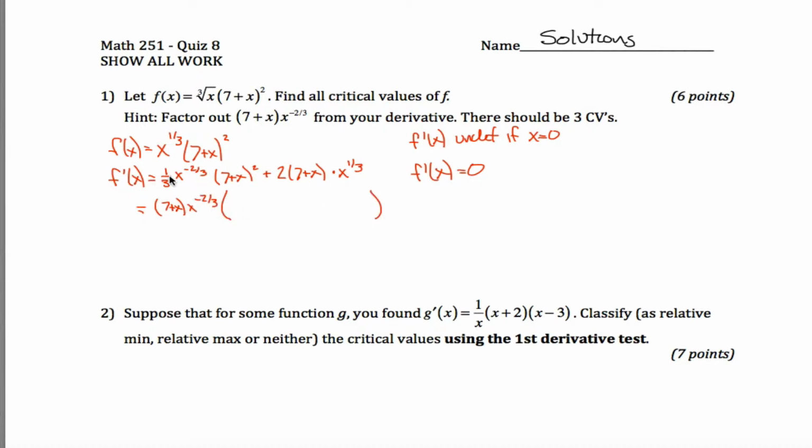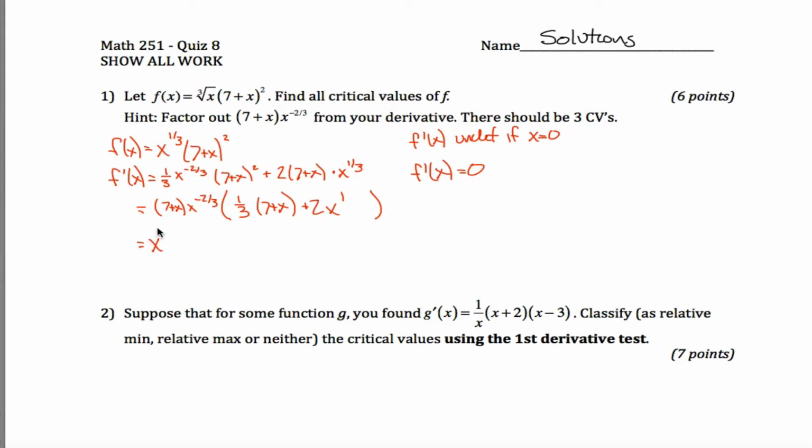from each of these two terms, here's my first term, here's my second term, what I'd have left over here, I'd still have the 1/3, and then x to the negative 2/3 I pulled out, and I had 7 plus x squared, I pulled one of them out, so I got 7 plus x left behind to the 1 power. And then from this second term, I still got the 2, I pulled out the 7 plus x, I had x to the 1/3, and I took out x to the negative 2/3. So 1/3 minus negative 2/3 is x to the 1 power.